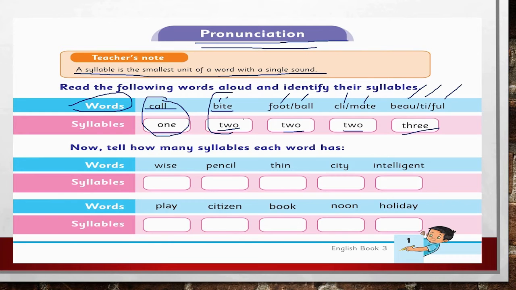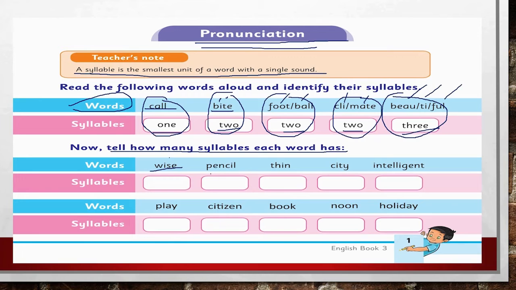The word bite has two syllables. The word football has two syllables. The word climate has two syllables. And the word beautiful has three syllables. Now you have to tell how many syllables each word has.